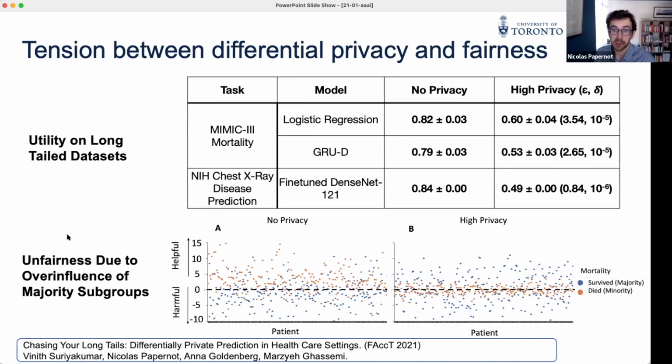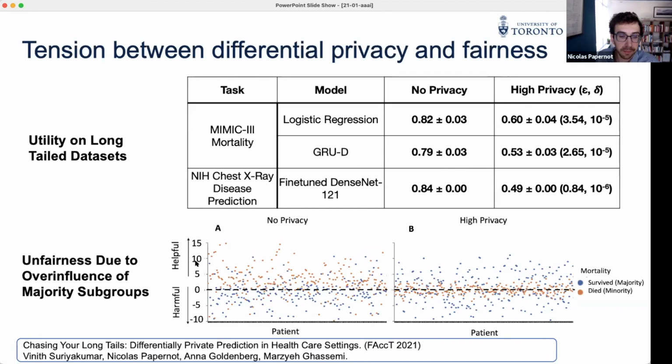And so this is what is shown in this table here, where you can see that the performance is much lower when learning with strong privacy guarantees. And so the interesting thing about this work is we try to understand why is this the case, and can we explain sort of what is going on under the hood. And so Vidith looked at essentially the connection between this lack of utility and a certain lack of fairness in the predictions that are being made.